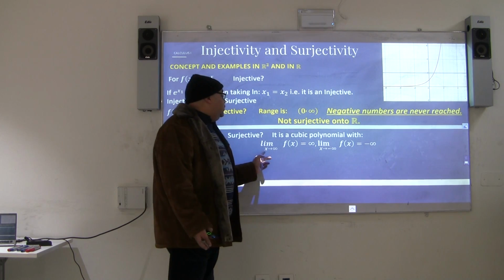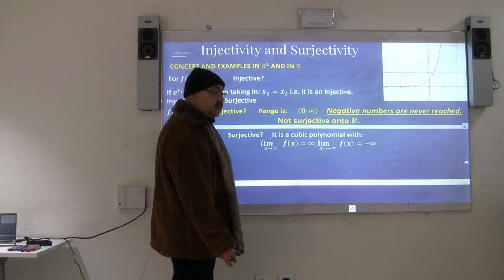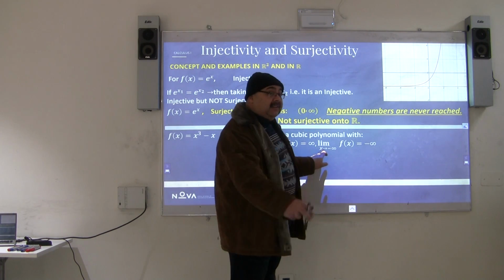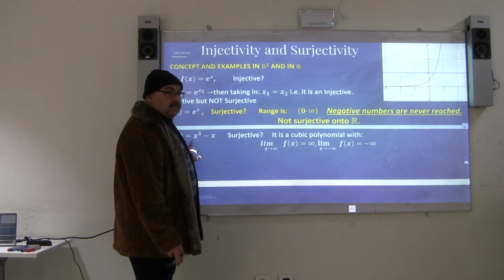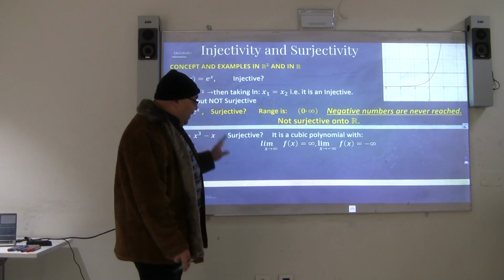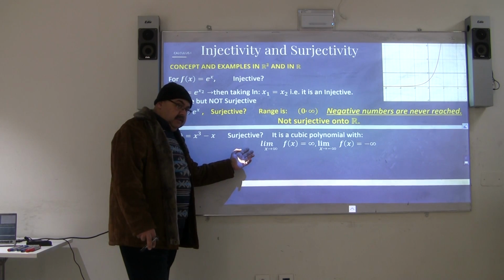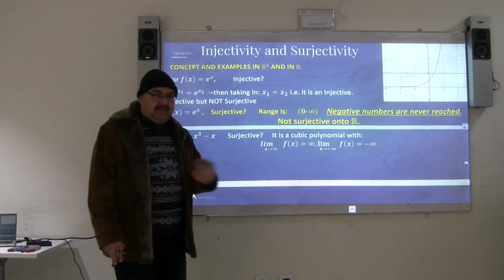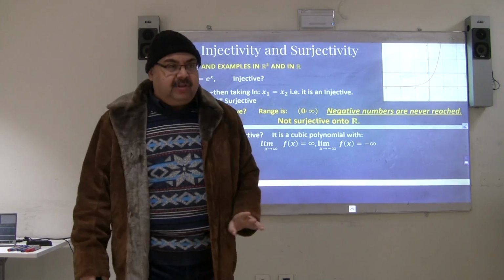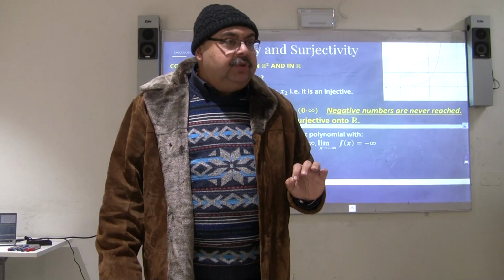If x tends to infinity, this value will tend to infinity. If x tends to negative infinity, this value, because of the existence of x cubed, will tend to negative infinity. Which means from these two limits, my boy, the whole codomain is covered by the range, which means it's surjective. But is it injective? I'm not really sure.